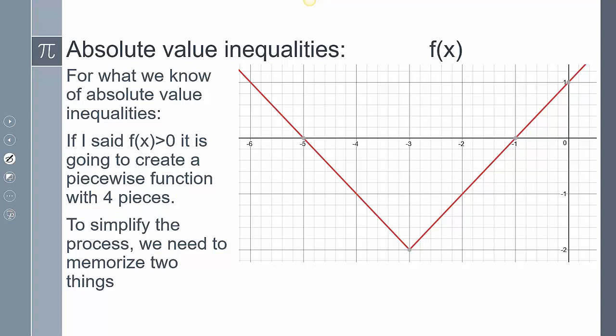For what we know about absolute value inequalities, remember that when it's an absolute value equation, we broke it up into various piecewise functions. Well, if we're talking about absolute value, that means that all has to be positive. Without really going into the complications of the geometry, a statement like this would break up into various piecewise functions, because that's how we model it. And instead of breaking it up into a bunch of those different piecewise functions, we're just going to memorize a few things instead.